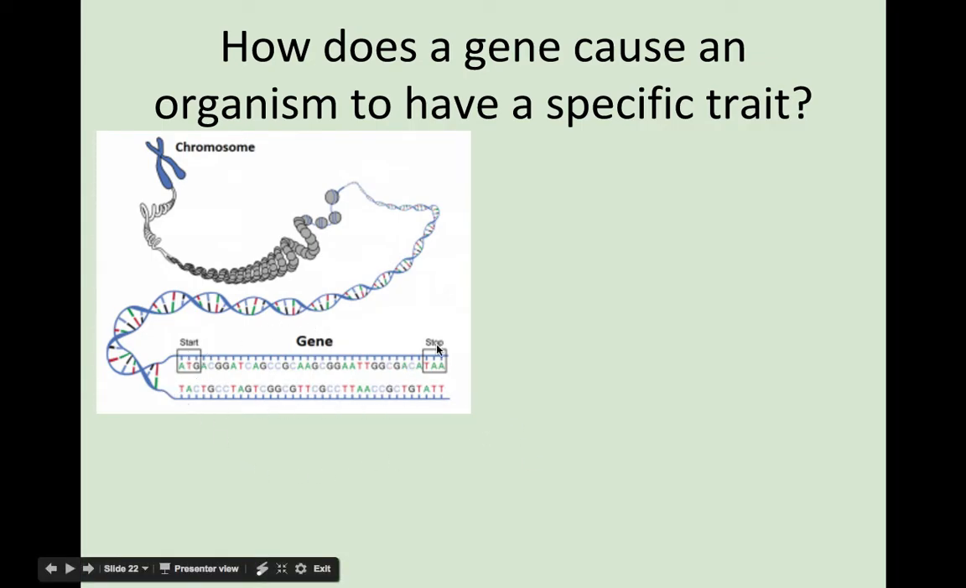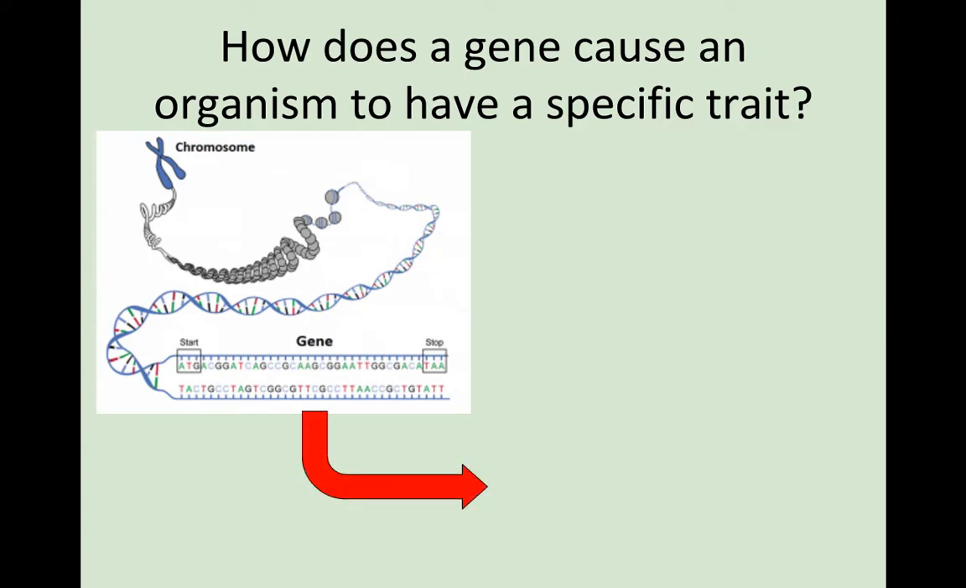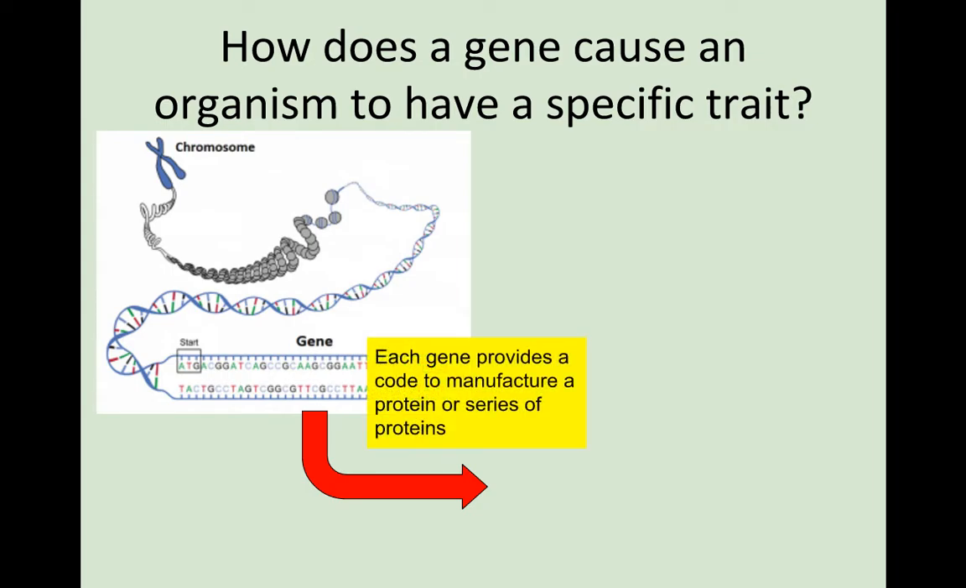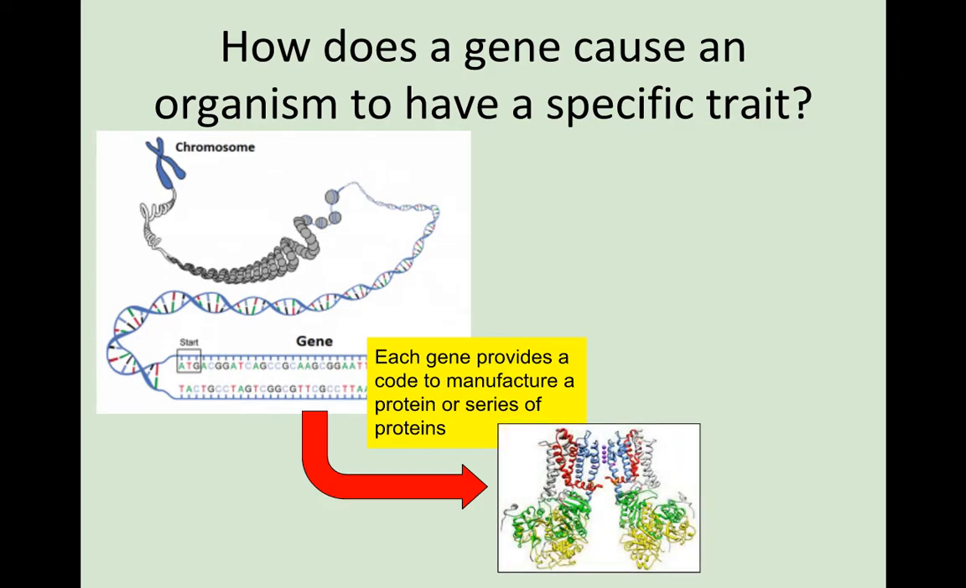But if you look at the strand of DNA, you can see that there's a code here, and these different letters stand for parts of the molecule that represent different amino acids. You don't need to write this down. This is just some general information. Anyway, part of the DNA would have a specific code which provides a code to manufacture a particular protein or a series of proteins. So this is just, of course, an artist's rendering of a protein.